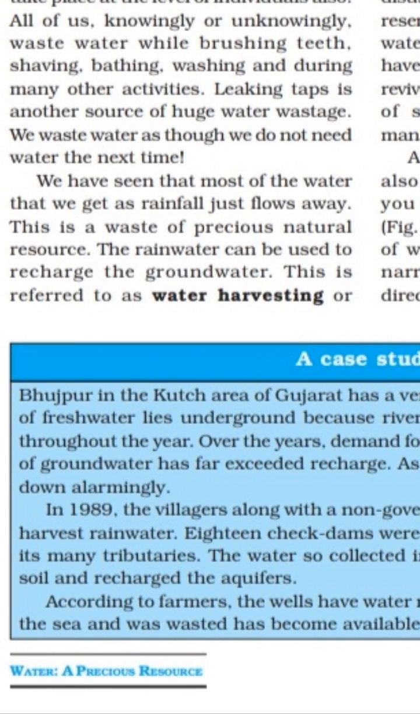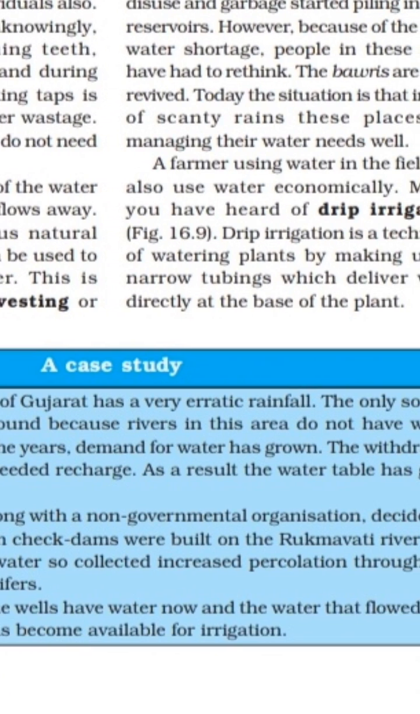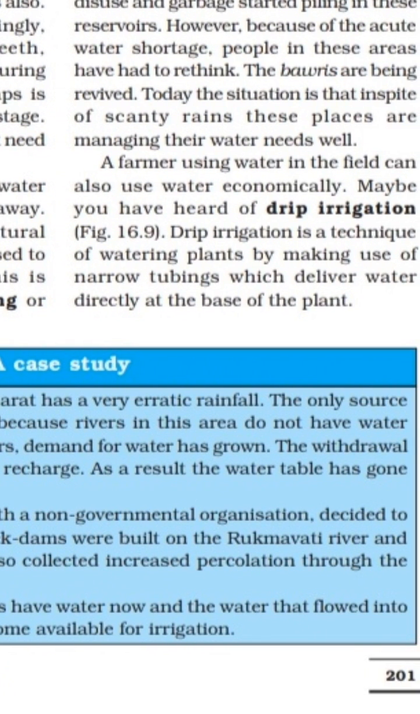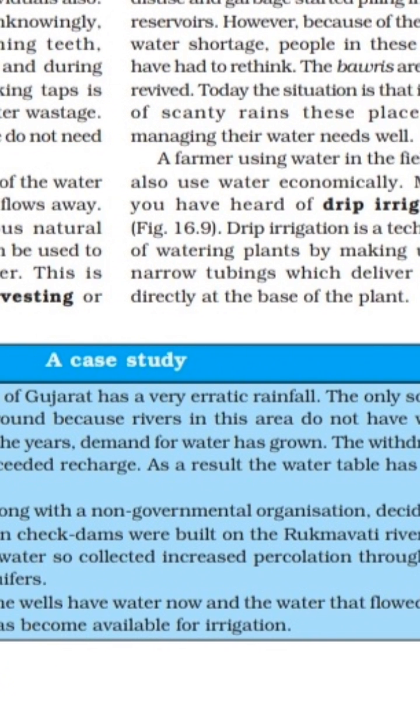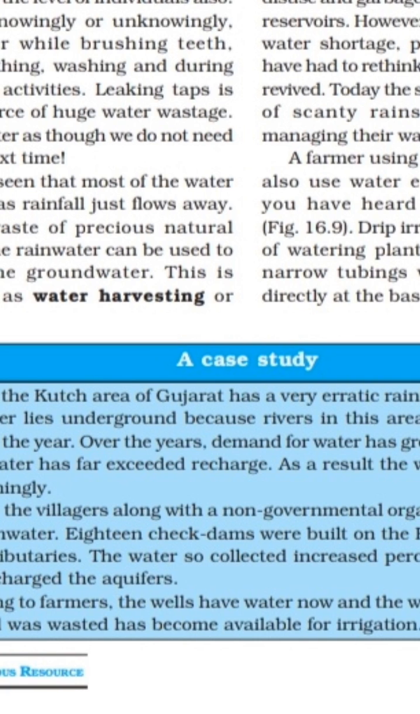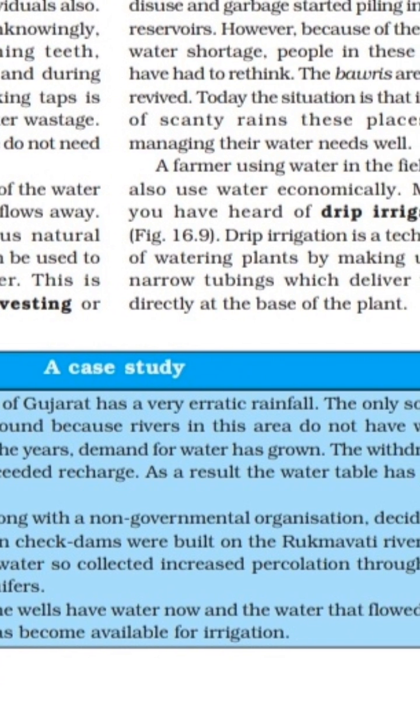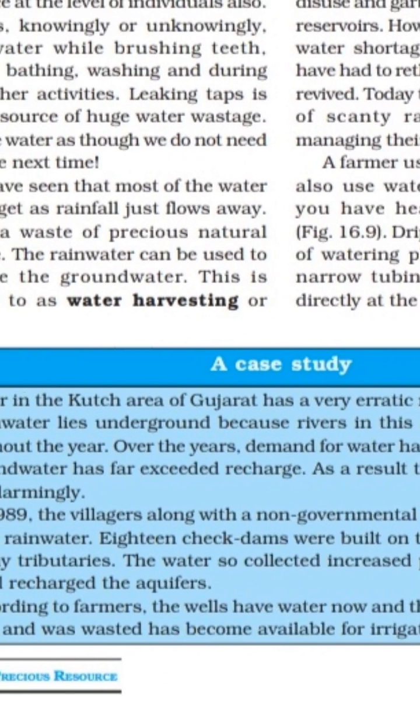Over the years, the demand for water has grown because of the increasing population and agriculture activities. There are many more reasons, and as the demand for water increases, the withdrawal of groundwater has far exceeded recharge. They depend only on groundwater, so when the demand for water increases, the withdrawal of groundwater also increases, but the recharging of that water is reduced. As a result, the water table has gone down.